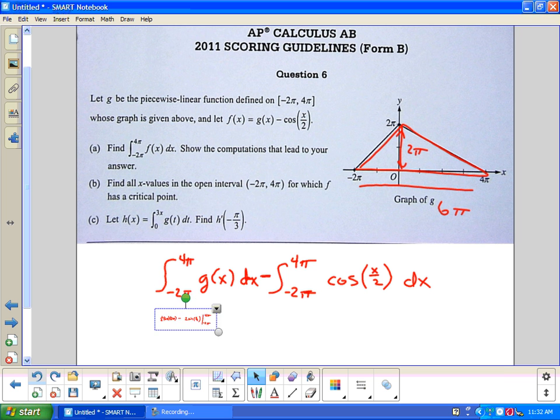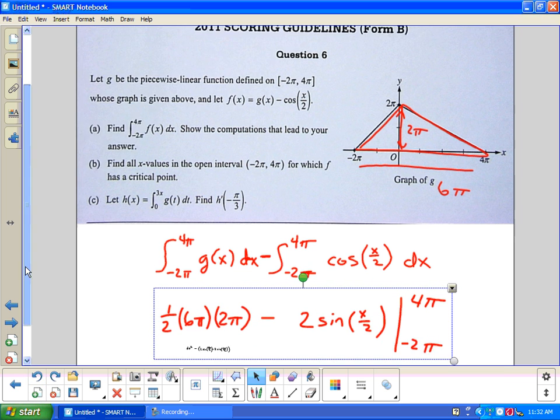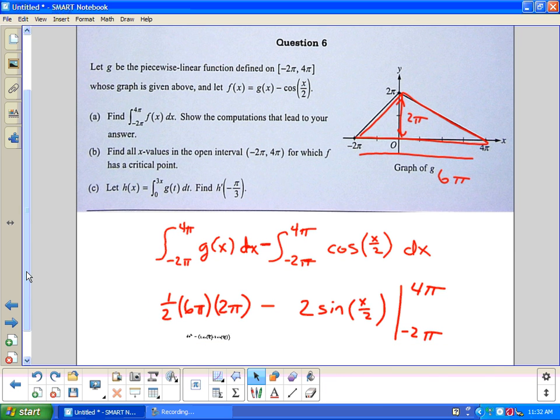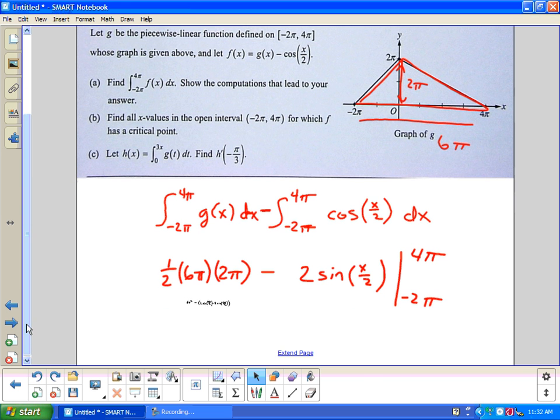But now, when I do this, we have to do the integral. Well, the area under the curve is easy. 1/2 times 6 pi times 2 pi. So it's just 6 pi squared. Now, the antiderivative of cosine x over 2. Well, I start thinking derivative of sine is cosine. And when I take this derivative, I'm going to get a half, so I have to have the coefficient of 2. And that's evaluated from negative 2 pi to 4 pi. So, there is our statement.